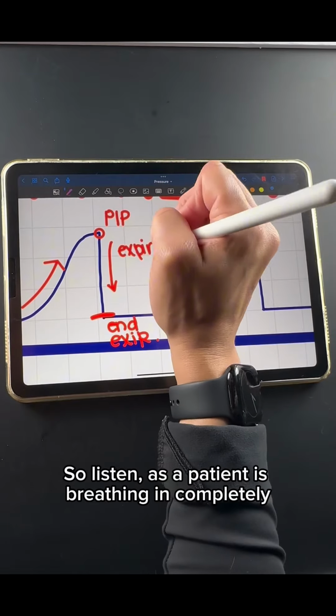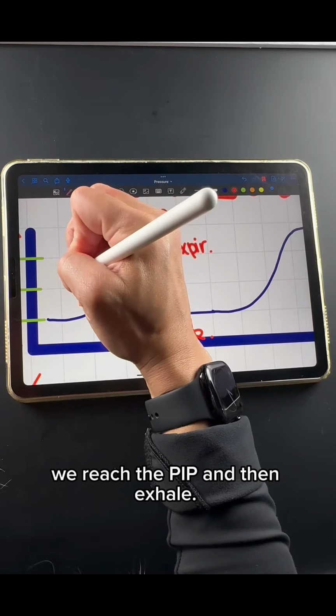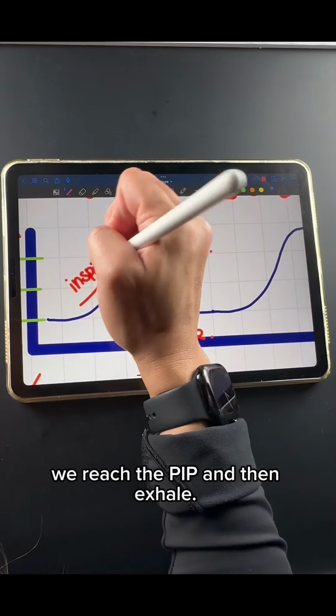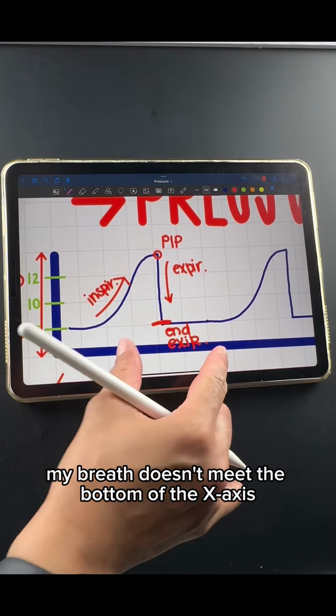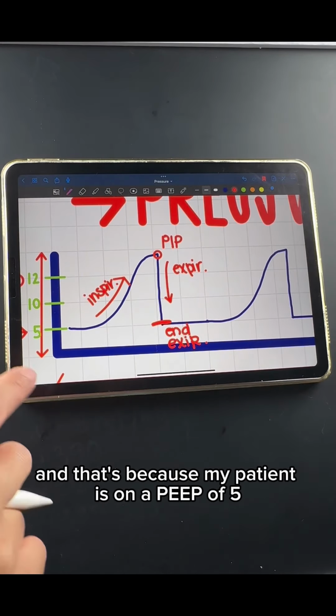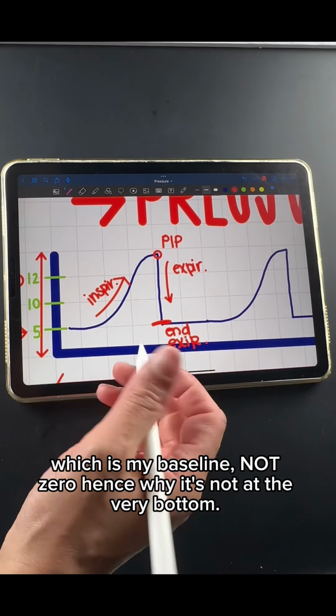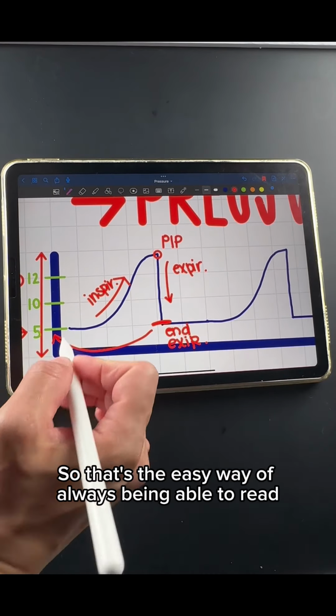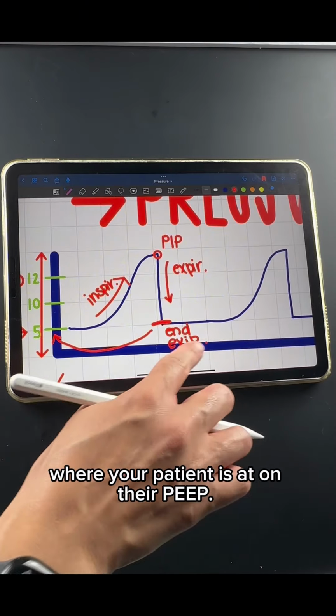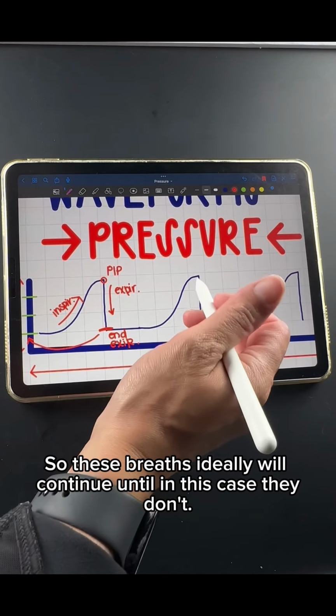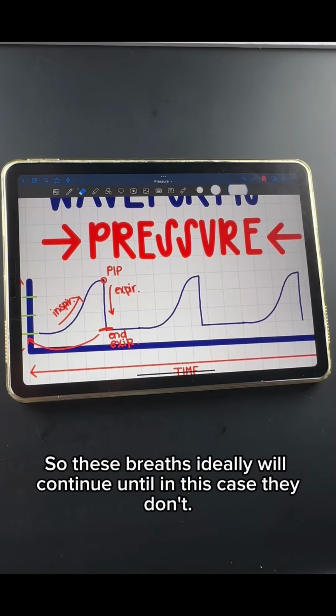So listen, as a patient is breathing in completely, we reach the PIP and then exhale. I want you to notice that my breath doesn't meet the bottom of the x-axis, and that's because my patient is on a PEEP of 5, which is my baseline, not 0, hence why it's not at the very bottom. So that's the easy way of always being able to read where your patient is at on their PEEP. These breaths ideally will continue until, in this case, they don't.